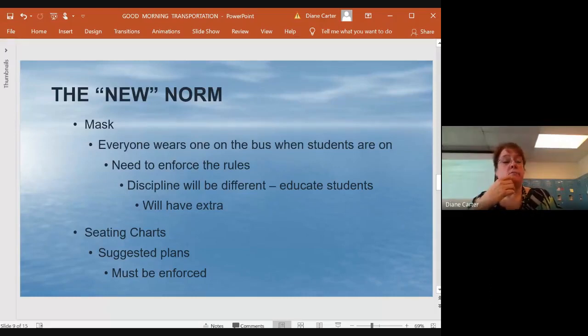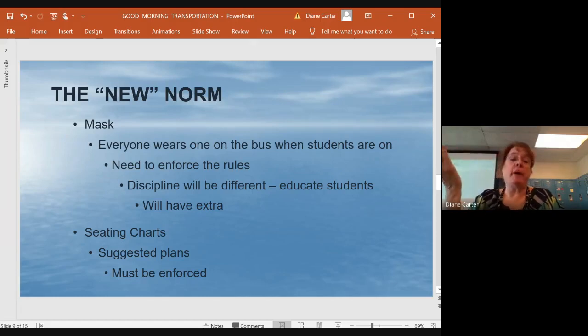Seating charts, we'll talk about with you briefly when you select your routes, and we'll give you a paper for the seating chart, just like we used to have handed out. Seating charts will have to be done before school starts. The schools are requesting the seating charts. So once we have your seating chart, they're going to be sent off to the schools. And part of that is for contact tracing if that's ever needed.